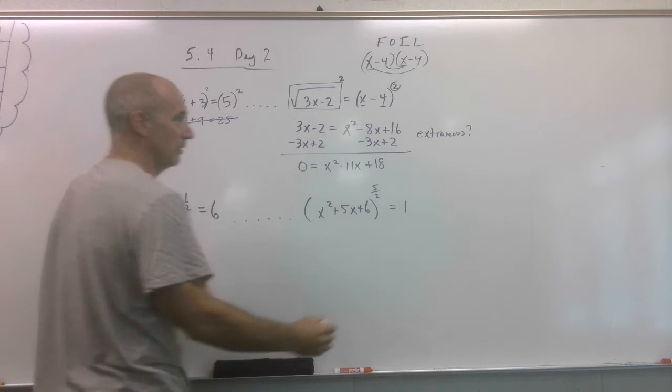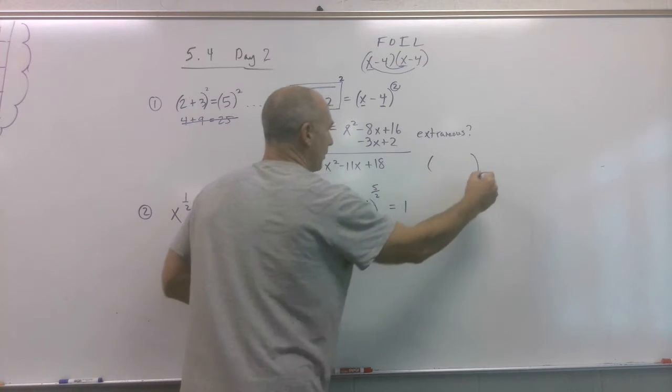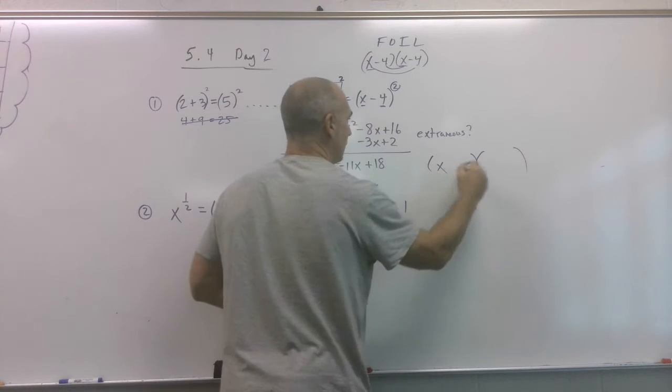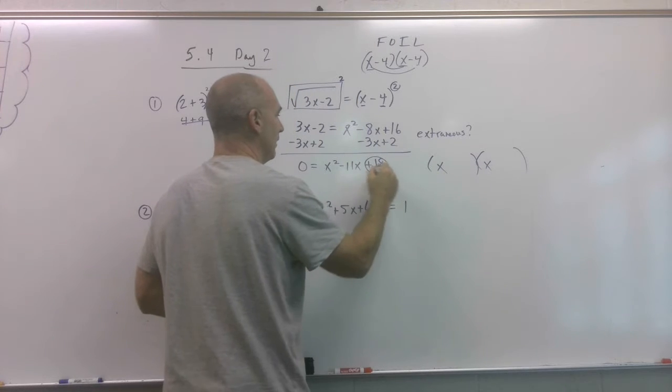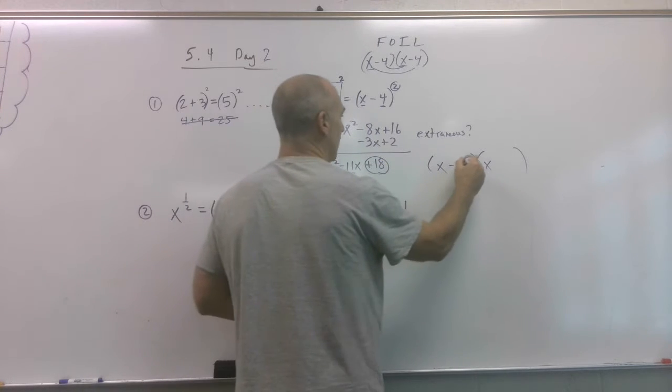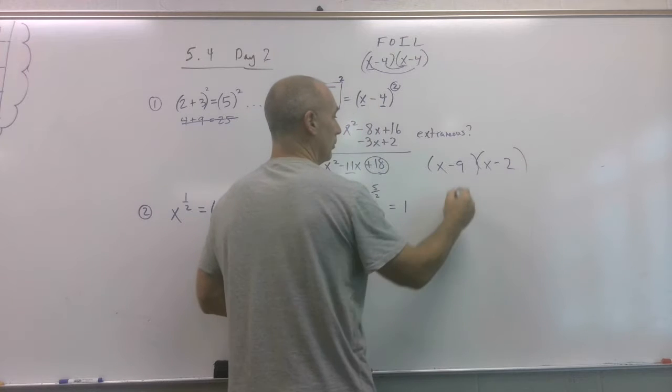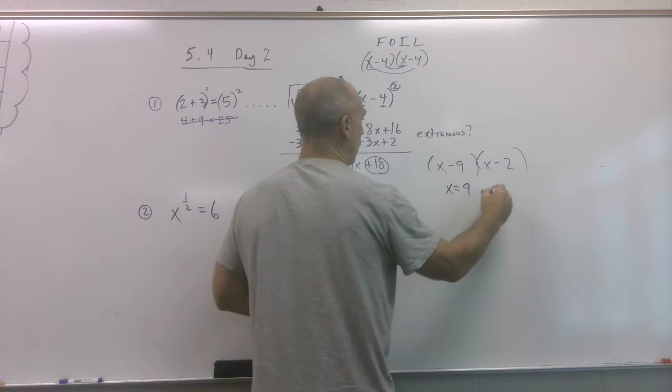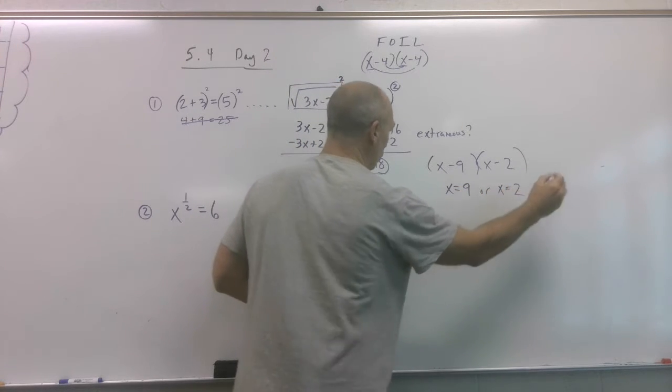Is this factorable? Yes. So I'm going to factor that into x and x, 2 factors of 18 that add up to negative 11, negative 9, negative 2. So x is 9 or x is 2.